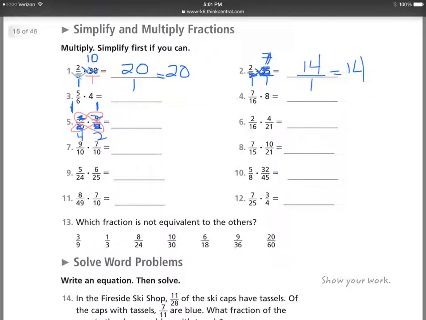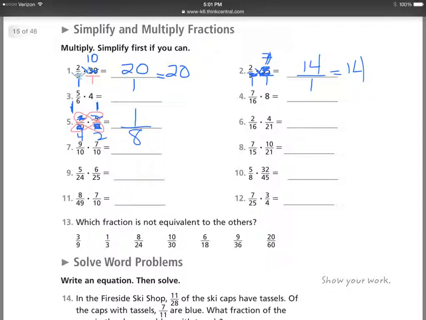And I now have much simpler numbers to work with, and I can multiply straight across. 1 times 1 is 1, and 4 times 2 is 8. 1/8 cannot be simplified. We've done our job. We've simplified everything before we multiplied. Therefore, we didn't have to simplify when we were finished; our product was already simplified.